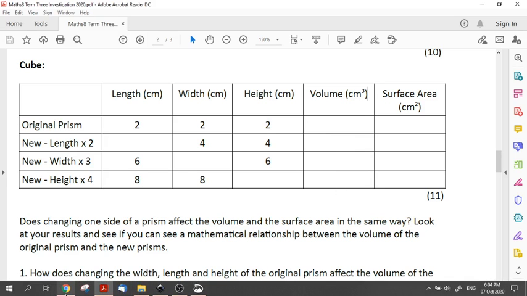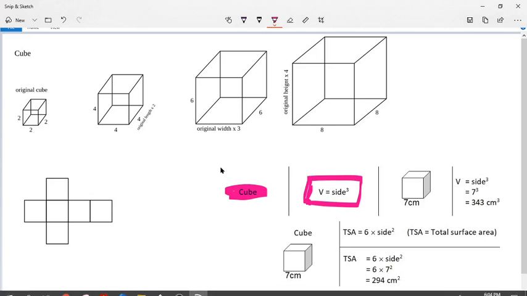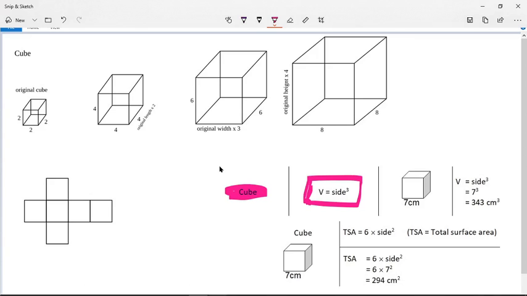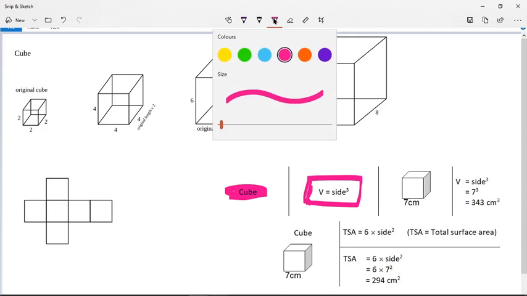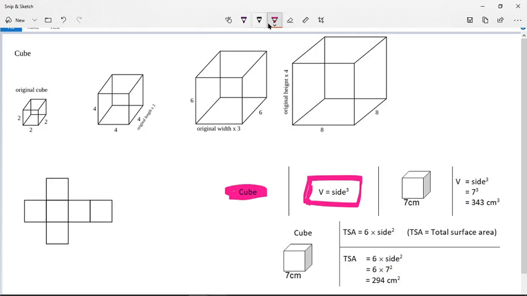Okay, now let us go and have a look at the pictures. Okay, look at the pictures on the last page. Here's my original cube, and then it gets bigger and bigger and bigger. We want to talk about the skin on the cube again. We want to talk about this cube over here. Remember, the surface area of a cube is like the skin on a cube.